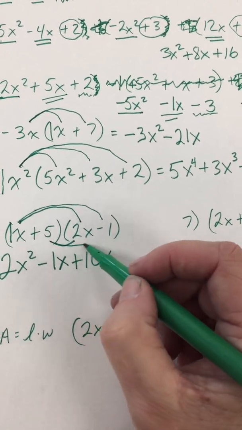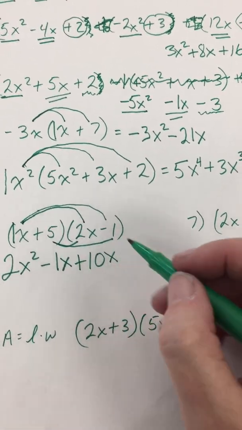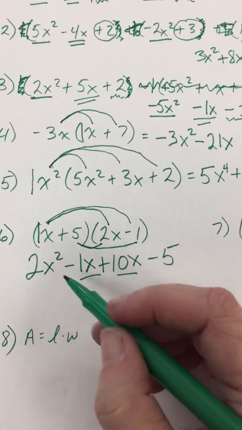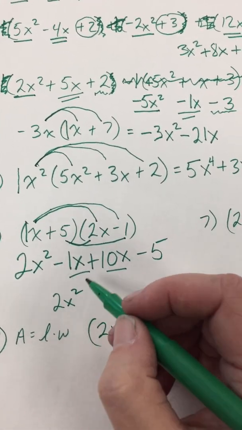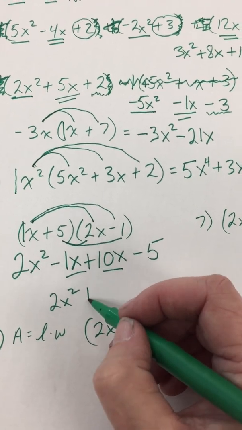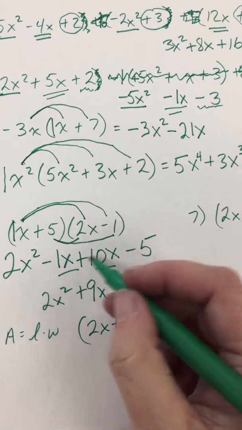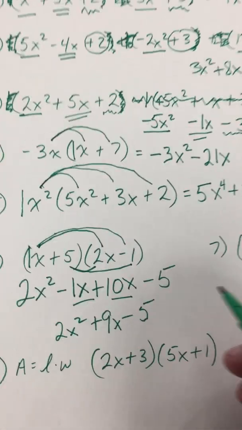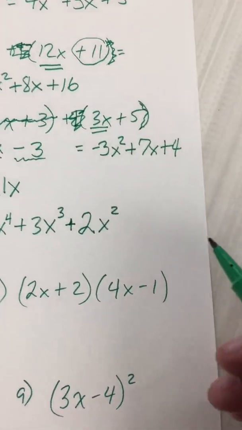And then I have a positive 5 times a negative 1. We're multiplying, remember, so that's negative 5. Like terms, these two are like terms, so I still have 2x squared. Negative 1 plus 10 is positive 9 x's. Don't change my somethings. Minus 5. So there is my final answer on that binomial times binomial.